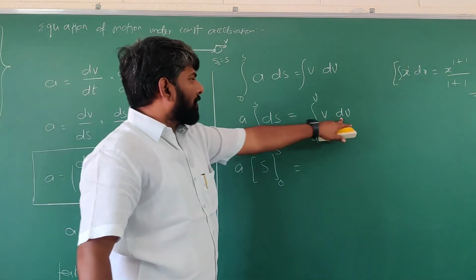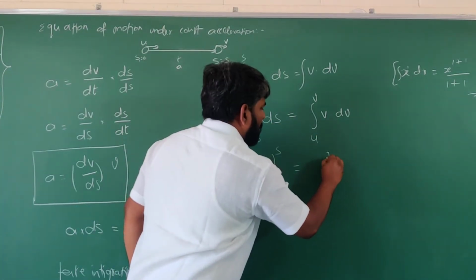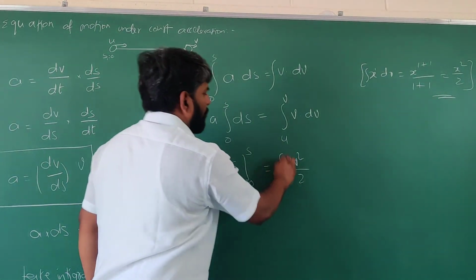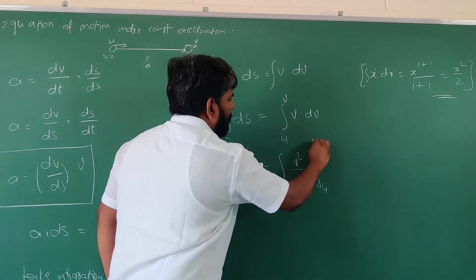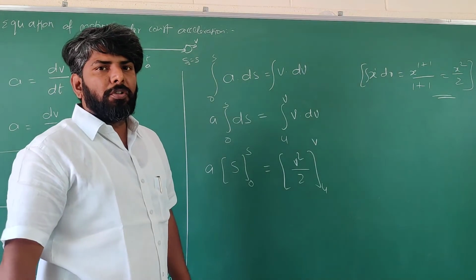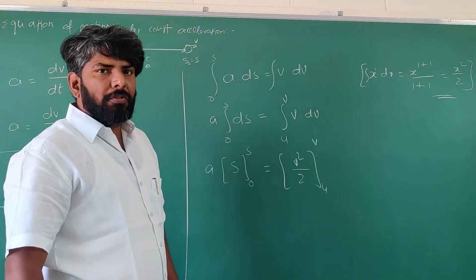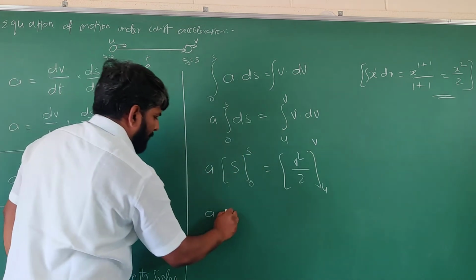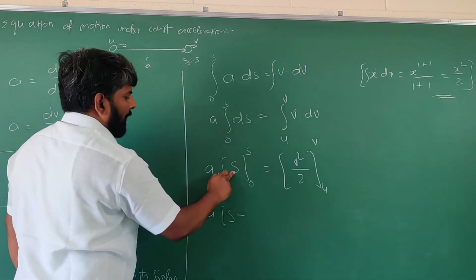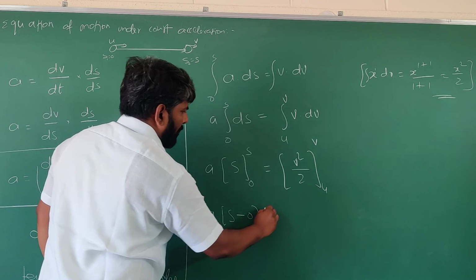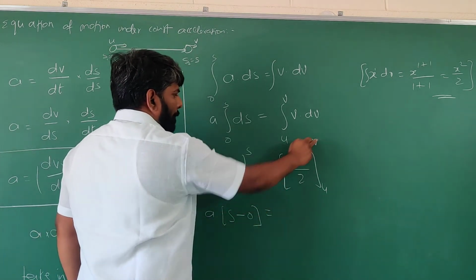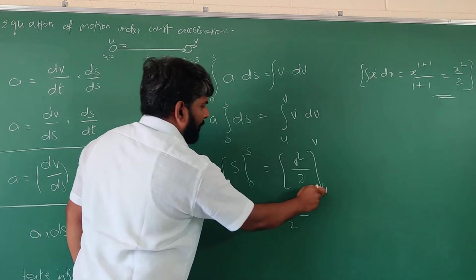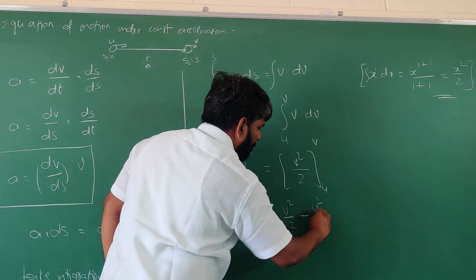In the same way, integration of v dv means v square by 2, with limits from u to v. Got it, students? Now simple. Multiply a into the upper limit, s, minus the lower limit, 0. That's it. Is equal to the upper limit v square by 2 minus the lower limit u square by 2.